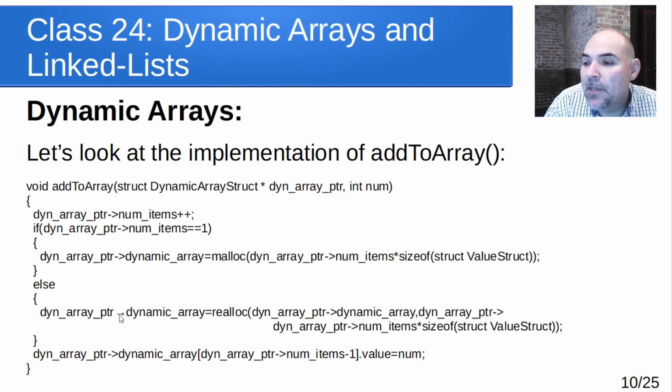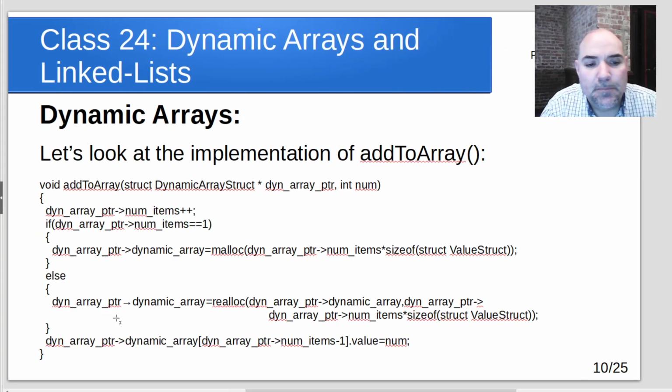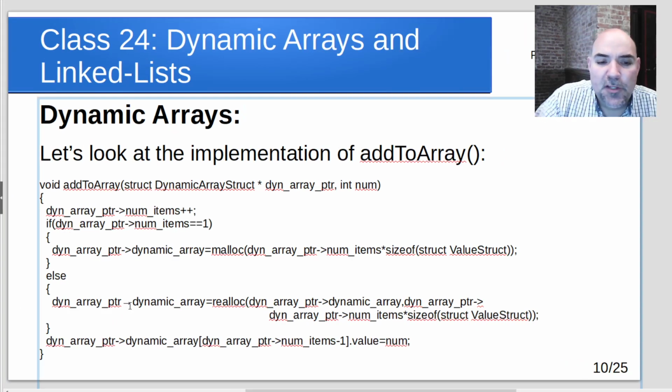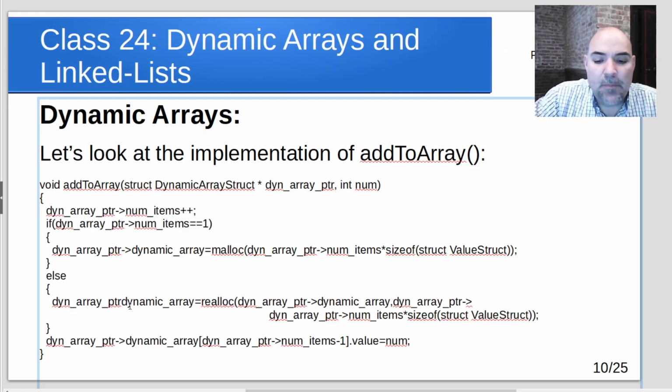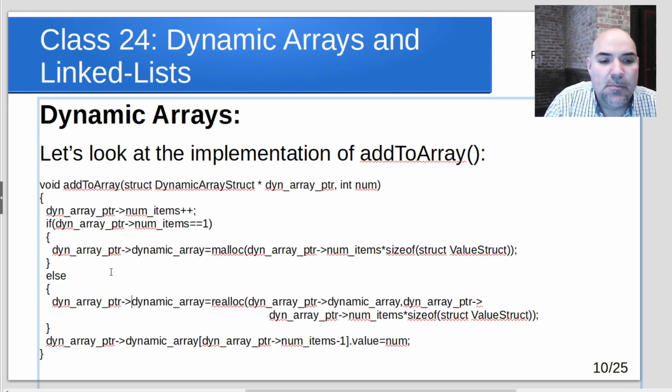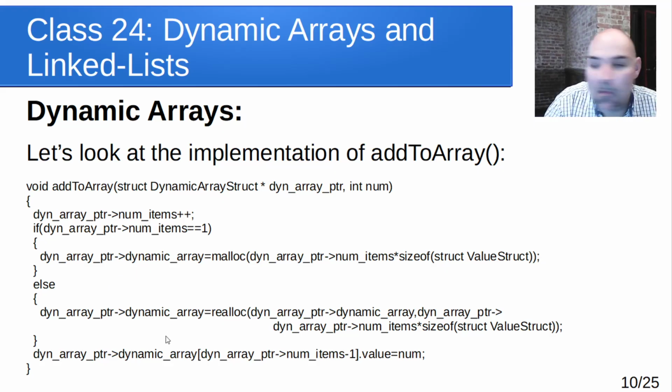And then whatever that returns, whether it's malloc or realloc, we're going to store that back into that dynamic array pointer. And notice this stupid presentation software here replaces those arrows with an actual arrow. So I'm going to fix that real quick. Okay, so this is what your code will look like. If it's the first item, use malloc. If it's any of the later items, use realloc.